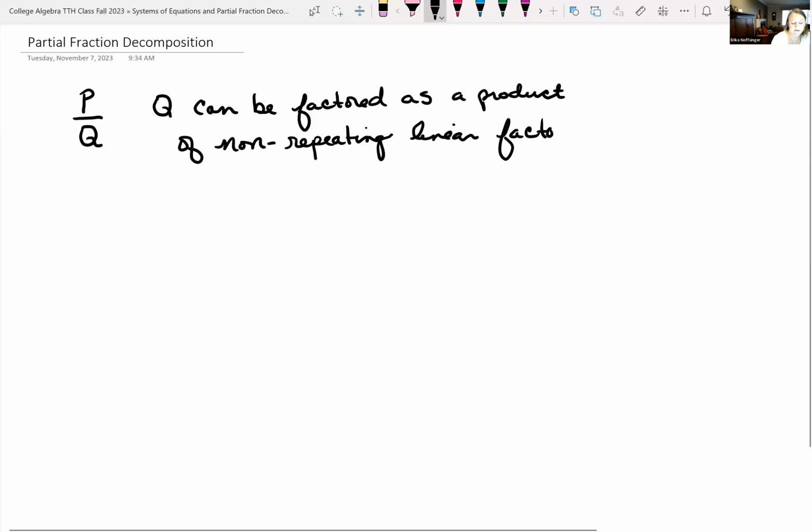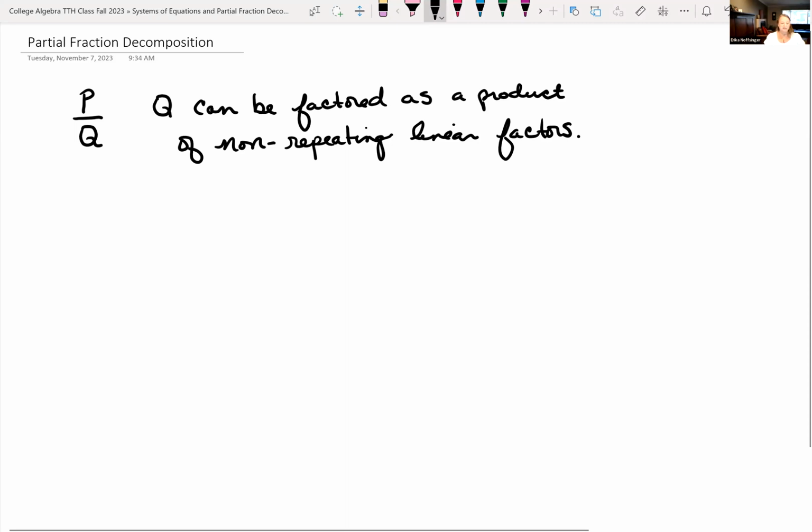So we're going to look at different cases. If you can factor it and one of those factors is linear, but it's repeating itself, then we're going to be doing this a different way. Or if we factor our denominator and we get an irreducible quadratic factor, we're going to have to rewrite our fractions. But first case scenario, q can be factored as a product of non-repeating linear factors.